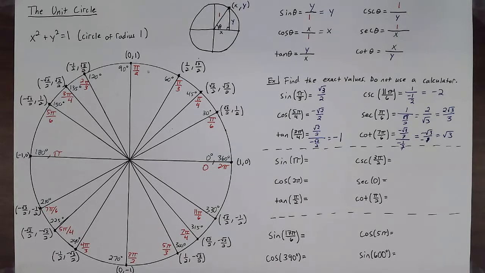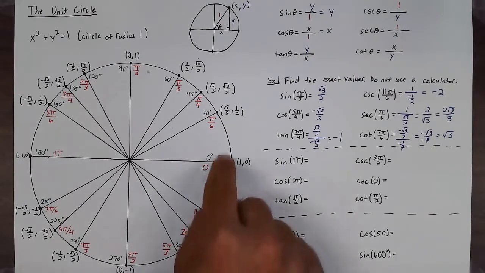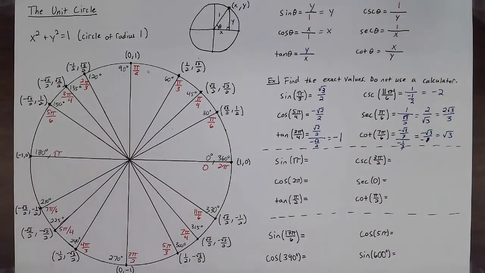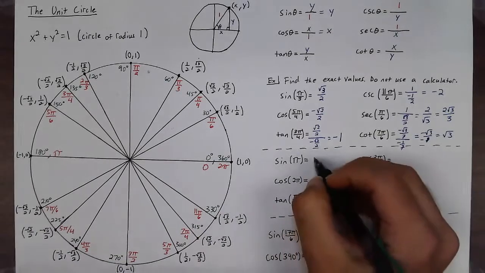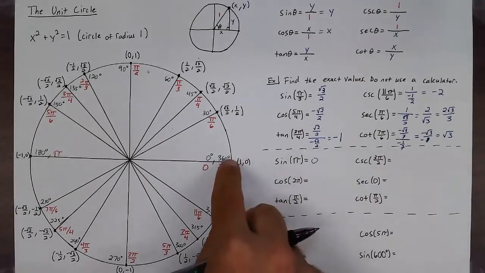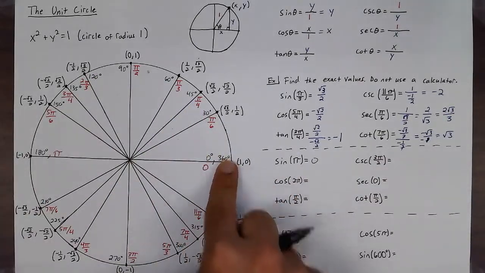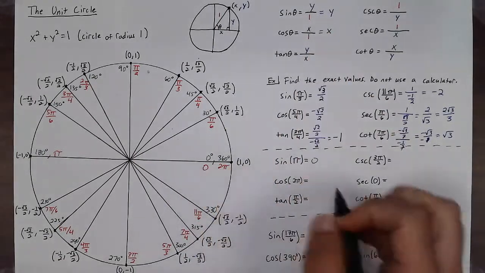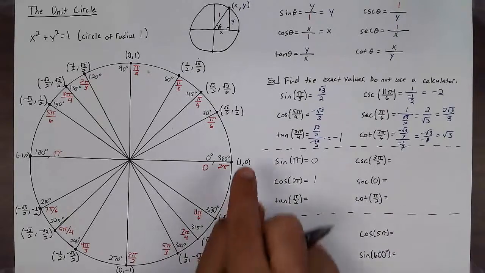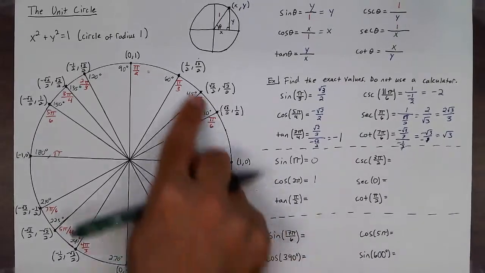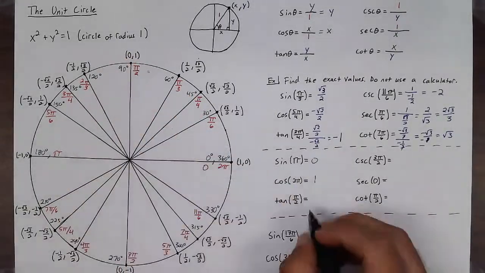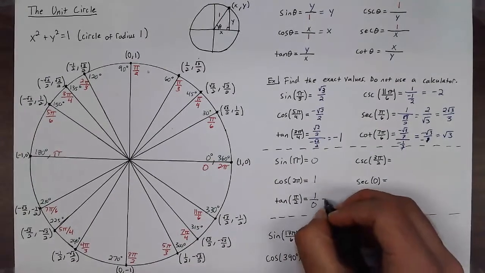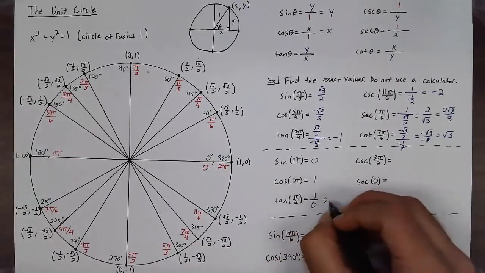Now, let's look at sine of pi. If I rotate to pi, I see that sine is going to be the y value, so that'll just be 0. Cosine of 2 pi, that's a full rotation, and the cosine here would be the x-coordinate, which would be 1. Tangent of pi over 2 would be y over x, so 1 over 0. But that is an undefined number, so we can say that tangent of pi over 2 is undefined.